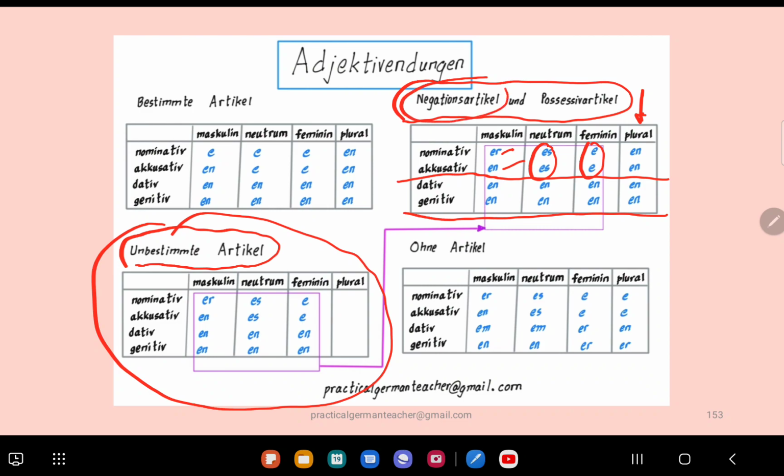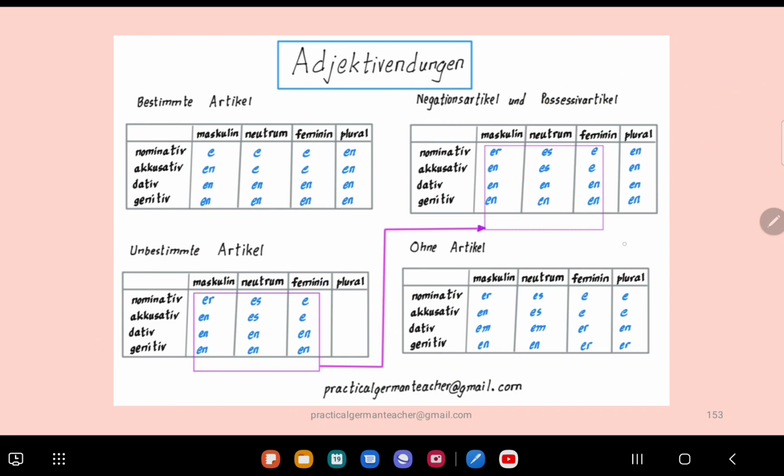Whenever the adjective is after a Negationsartikel, whenever the adjective is after a possessive article, you know what the ending will be. Okay, so this way you mastered 16 plus 16 plus 12. You can do the math. 32 plus 12 will be 44. So you know the adjective endings for 44 cases. All right, now let's continue.